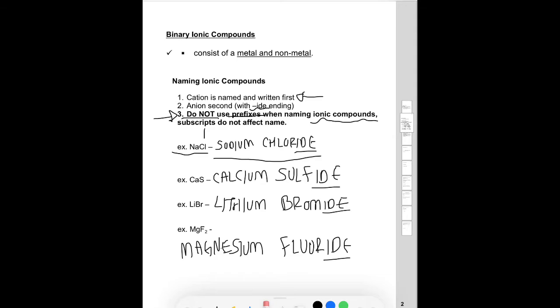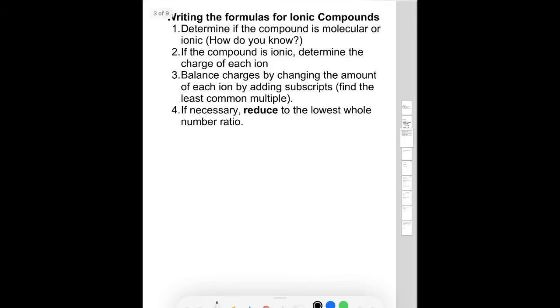Okay, so now we're going to move on and talk about how to take the name, if we're given a name, and write the formula. So we're going to move backwards. There's some steps here. It tells us, writing the formulas for ionic compounds, we first want to determine if the compound is molecular or ionic. So that's a good step, identifying if it's molecular, meaning it'll need prefixes, or ionic. If it is ionic, we want to figure out the charge of each ion. We can do that either through what we've learned about valence electrons, or we can use the periodic table and just take a look at them.